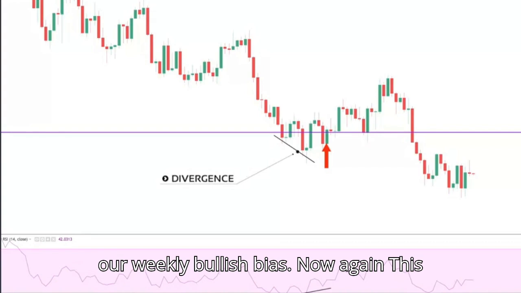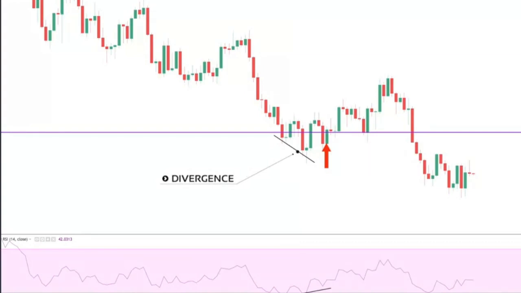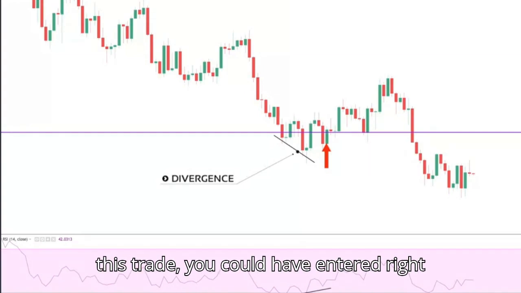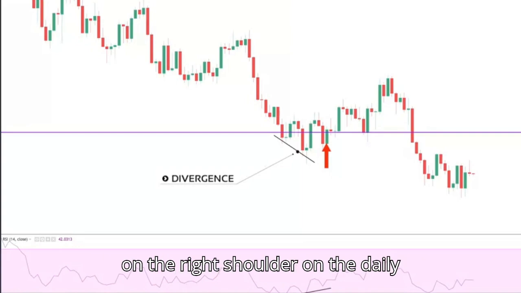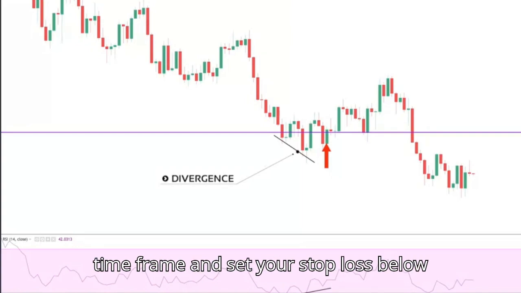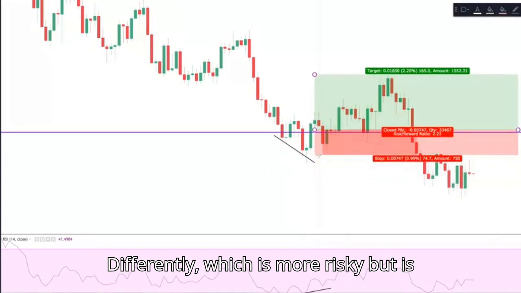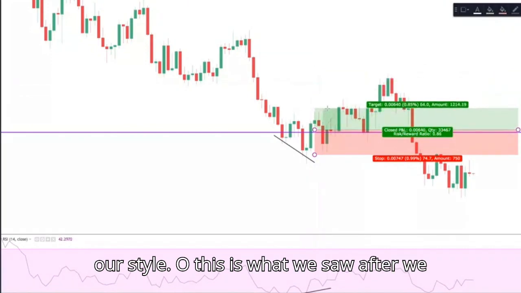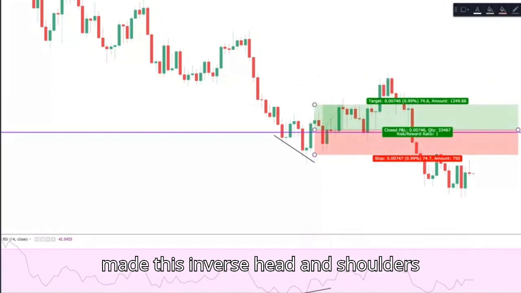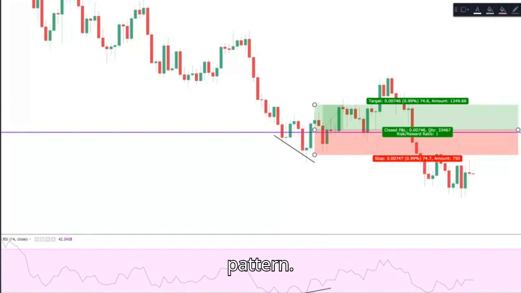Now again, this is why discretion comes into play, because there are so many ways to enter this trade. You could have entered right on the right shoulder on the daily time frame and set your stop loss below this area here. We entered a bit differently, which is more risky, but is our style. So this is what we saw after we made this inverse head and shoulders pattern.